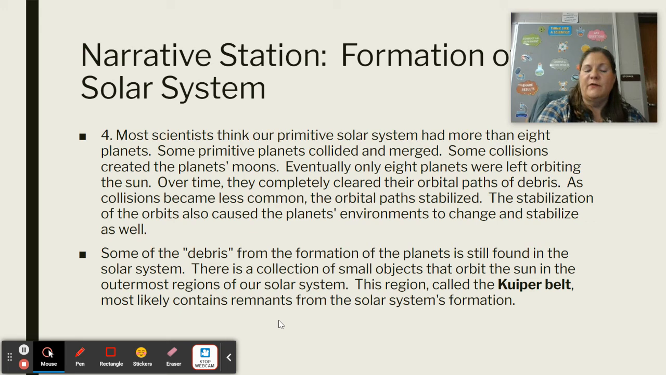Some of the debris from the formation of the planets is still found in the solar system. There is a collection of small objects that orbit the sun in the outermost regions of our solar system. This region, called the Kuiper Belt, most likely contains remnants from the solar system's formation.